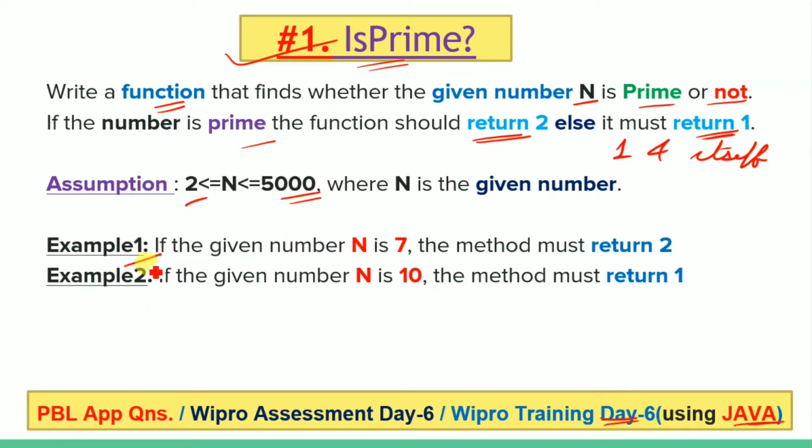Some examples have been given. The first example is if the given number n is 7, which is a prime number, then the method must return 2. Another example is if the given number n is 10, which is not a prime number, then the method must return 1.